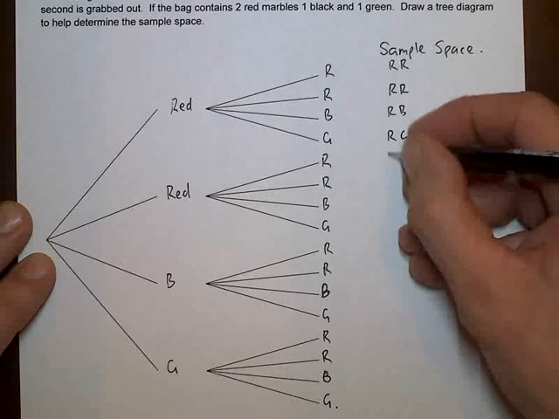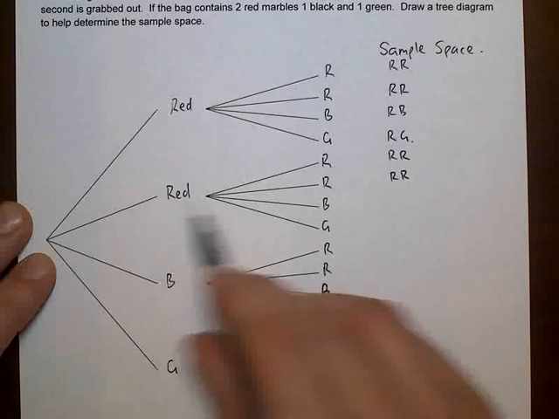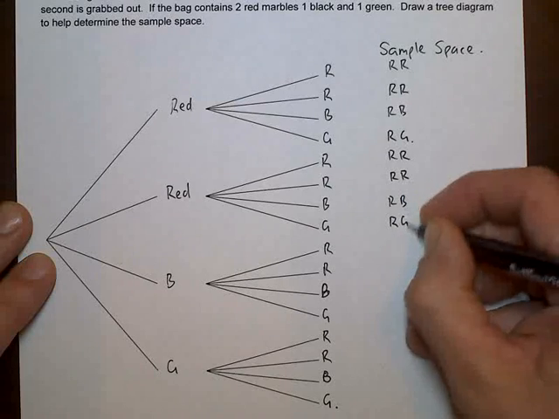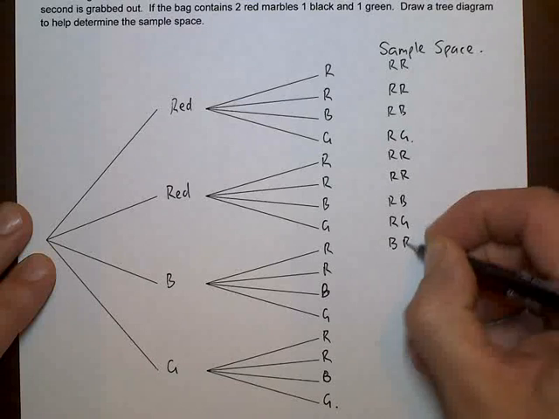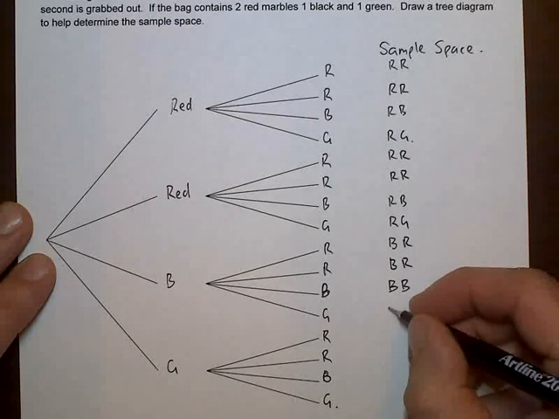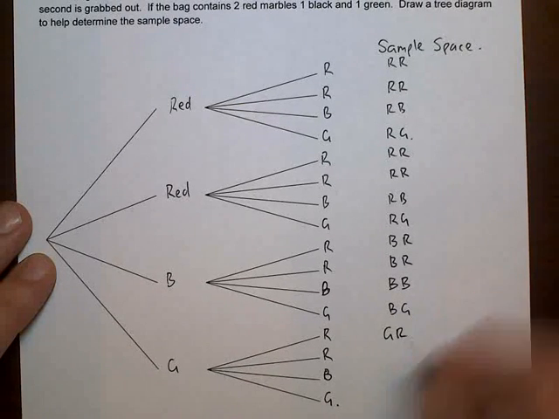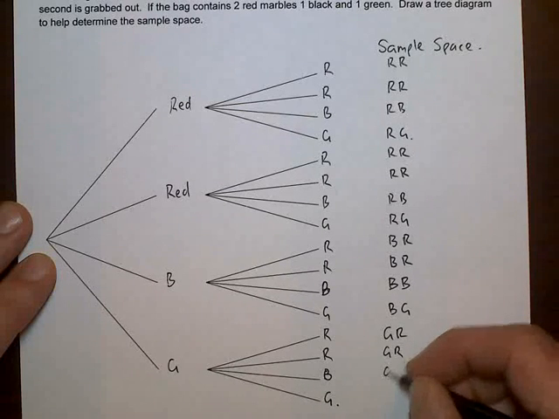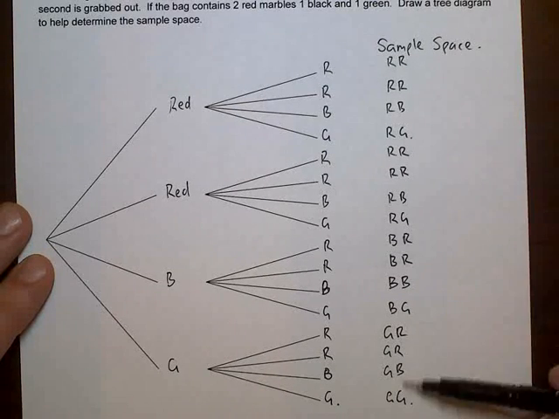And we repeat that now for down here on this branch. So we get a red and a red again. We get another red and another red. We get another red and black, another red and green. And now we repeat it down here. So we've got a black and a red, a black and a red, a black and a black, and then a black and a green marble. And the last 4 here, we've got green then red, green then red, green then black, and green and green.